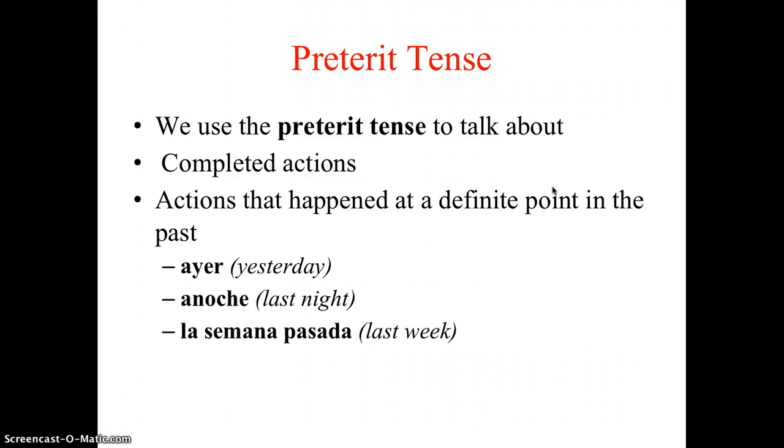We use the preterite tense for completed actions, actions that have a clear beginning and an end. Also, for actions that happen at a definite point in the past, such as ayer, which means yesterday, or anoche, which means last night, or la semana pasada, which means last week. We could also go on to include expressions such as el mes pasado, which is last month, or el año pasado, last year. All of these expressions require that we use the preterite tense.